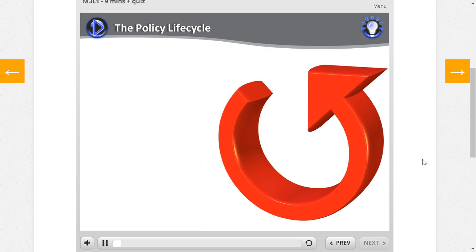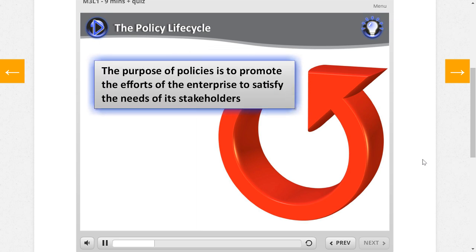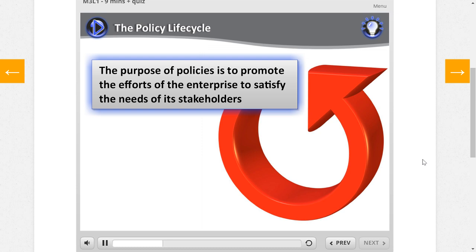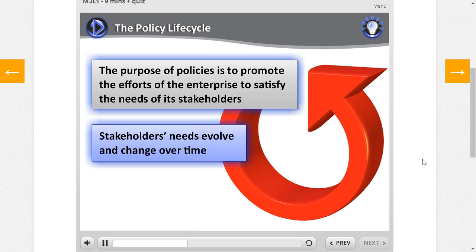Okay, we've looked at the nature of policies, principles, and frameworks. Now we'll examine the policy life cycle. The ultimate purpose of policies is to promote the efforts of the enterprise to satisfy the needs of its stakeholders. But those needs evolve and change over time, and the policies must be adapted to meet those changes.